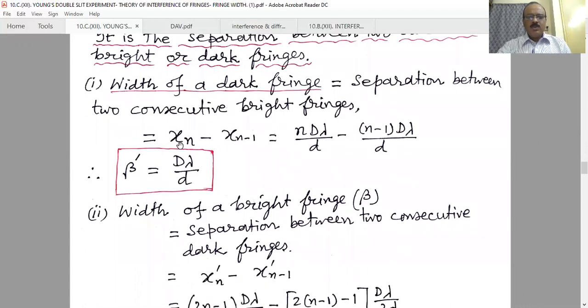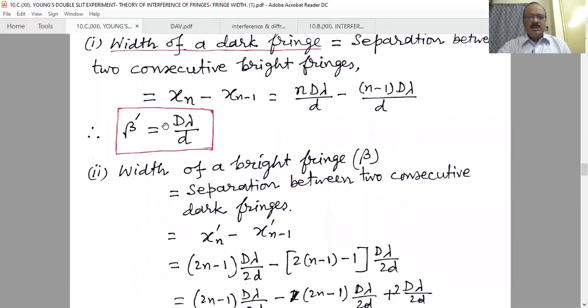And already we know x_n, the nth bright fringe position, minus x_(n-1), the (n-1)th bright fringe position, that will be nDλ/d minus (n-1)Dλ/d. After subtraction, we get β' = Dλ/d. And it is the width of the dark fringe, because we are calculating here the distance between two maxima, and that gives the width of the dark fringe.